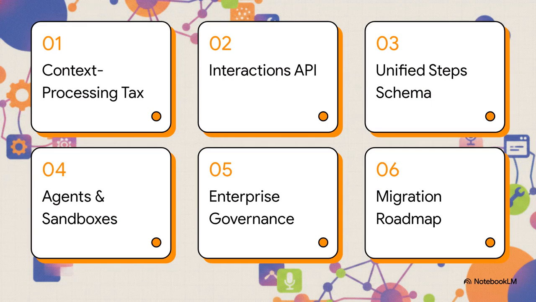Here is our game plan for today. First, the context processing tax. 2, enter the Interactions API. 3, the unified steps schema. 4, managed agents and sandboxes. 5, enterprise governance. And finally, 6, your migration roadmap.